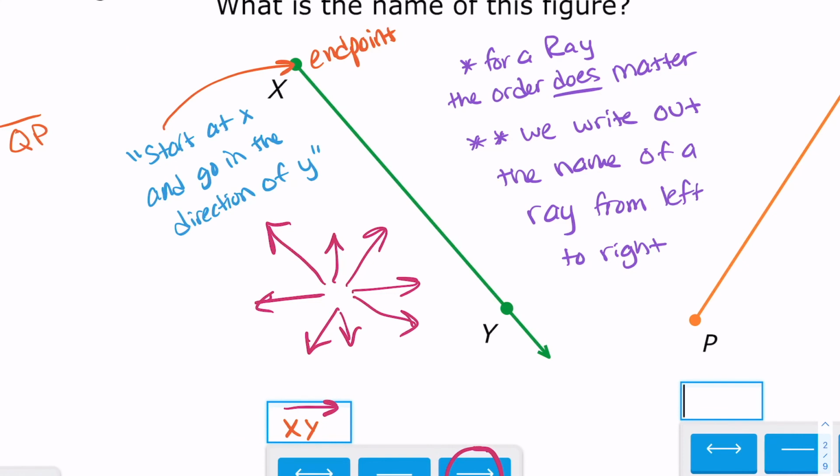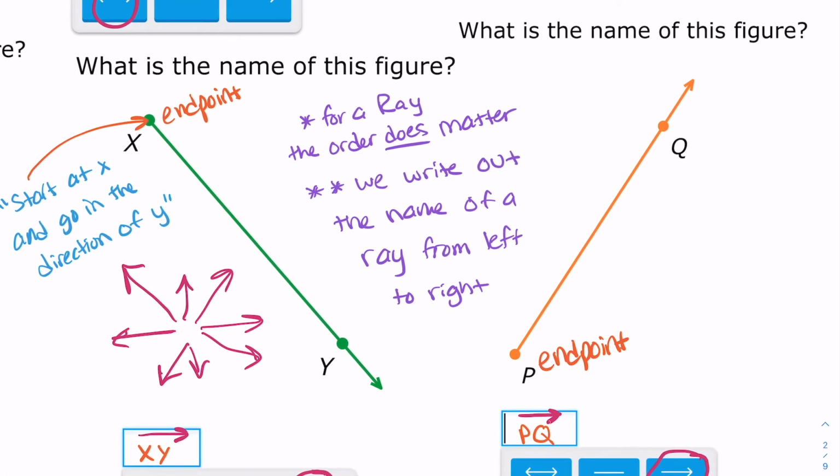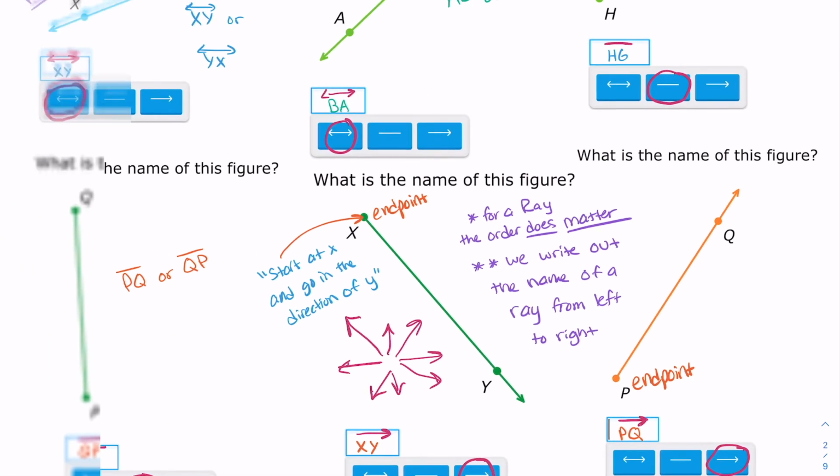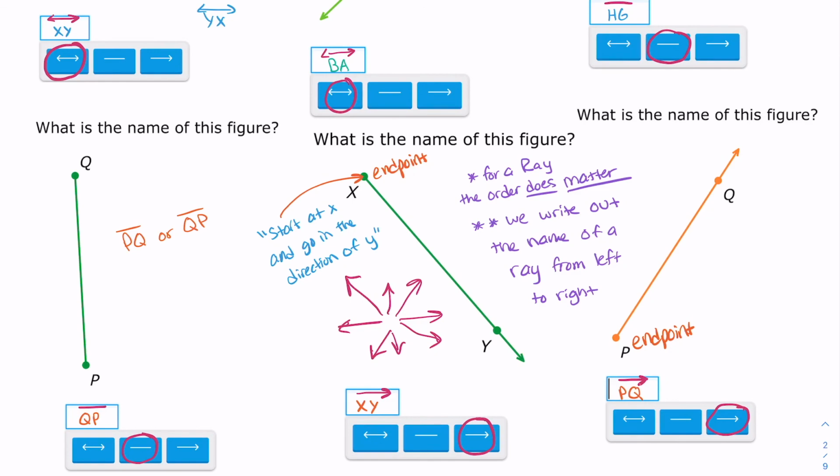Okay? So this last one, which point do we start at? Do we start at point P or at point Q? I hope you answer that with point P. So we will do point P and then Q. So we start at P and we go in the direction of Q. Order matters. Order matters. Okay? For a ray, the order does matter. All right? And that's it. So we are now done with the first lesson of notes. You can start IXL B1. All right, good luck.